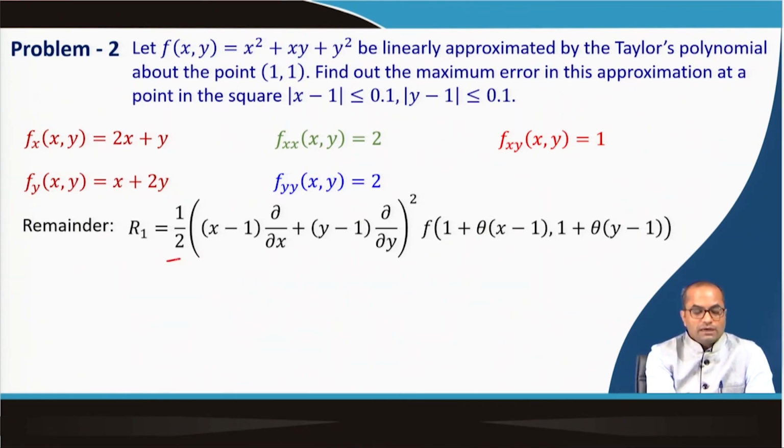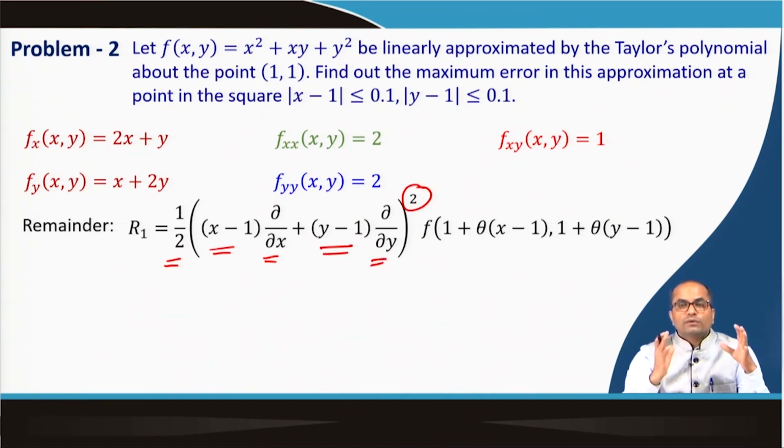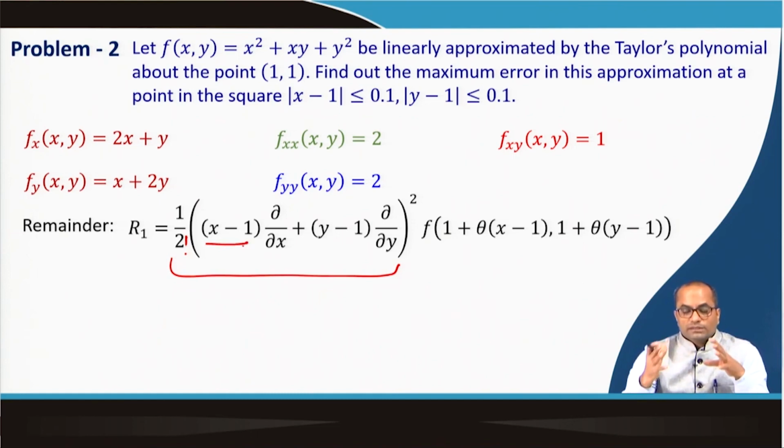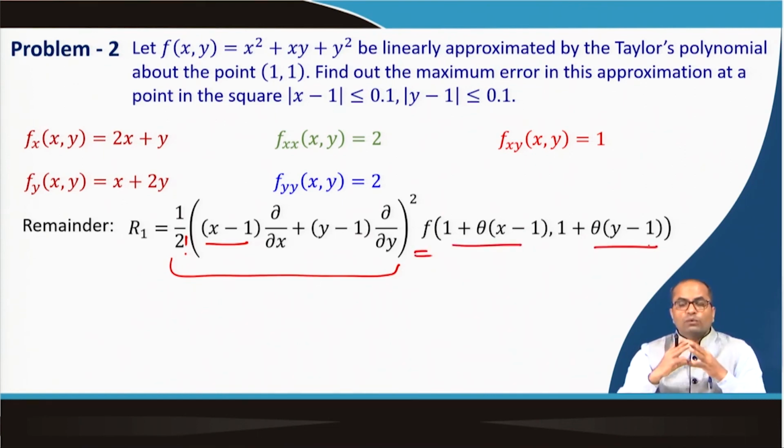So, the remainder is half and (x minus 1) the first derivative, (y minus 1) the del over del y, and these all are basically the second order terms, because the first order terms are already used in the linear approximation or the Taylor's polynomial. So, here these are the second order term, 1 over factorial 2, which is just 2, and (x minus 1) this second order derivative plus (y minus 1) second order derivative with respect to y, and the product term will be with the mixed order derivative, and then f will be evaluated at this (1 plus theta(x minus 1), 1 plus theta(y minus 1)).